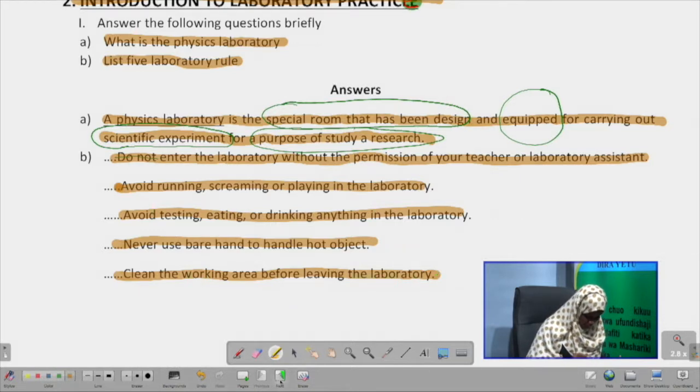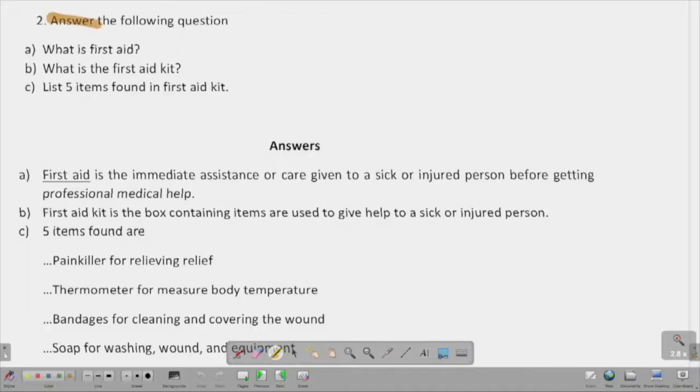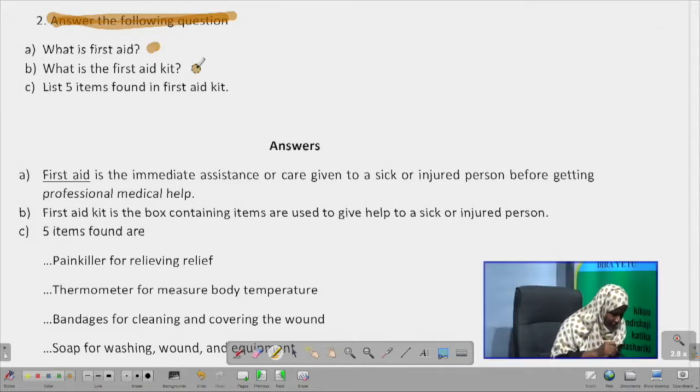Okay, so let's go to the second question over here. It says, answer the following questions. A, what is first aid? B, what is the first aid kit? And C, list 5 items found in the first aid kit.